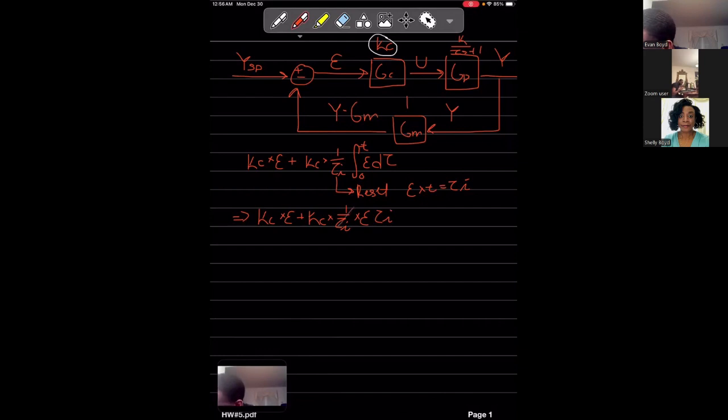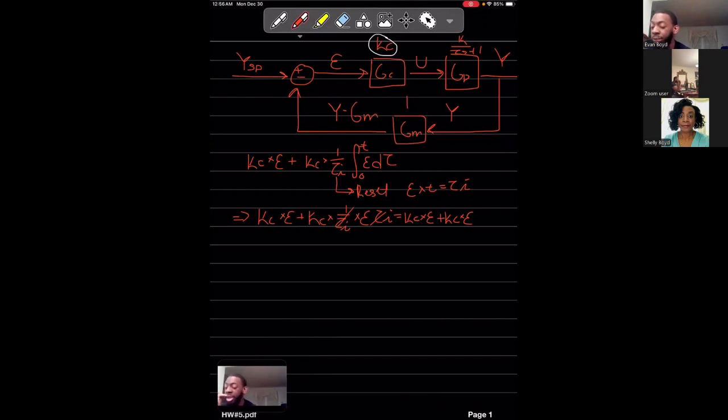We know the tau I's can cancel out. So we would just end up with Kc times error plus Kc times error. Okay. So this is what our new Kc value would kind of look like. We're not done though. We have to know that this is also outside of the Laplace domain. So we have to put this into the Laplace domain.